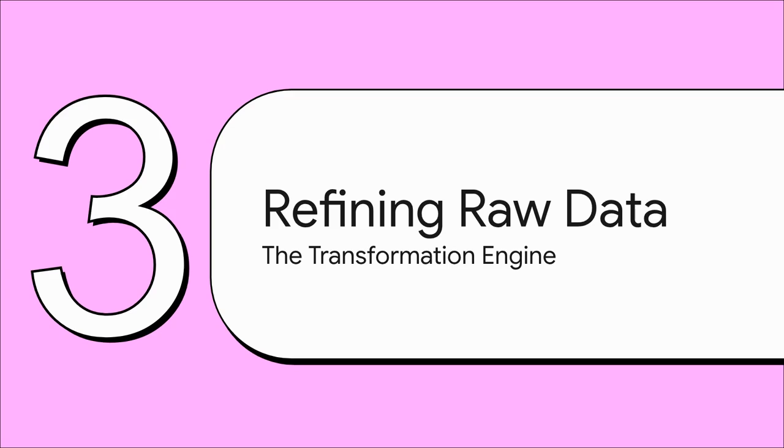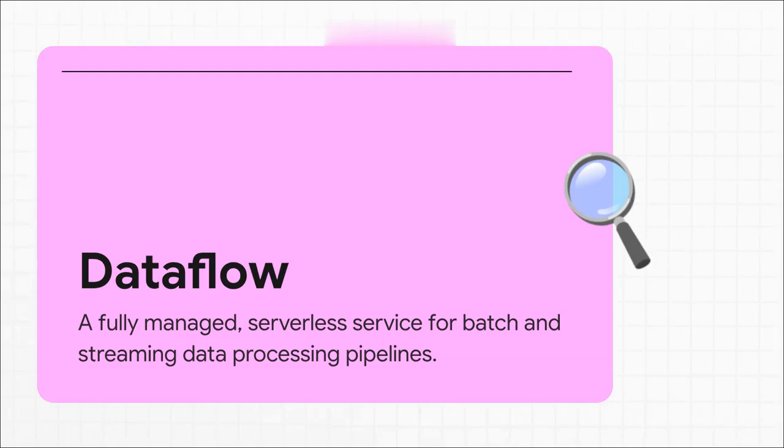Now, GCP's main tool for this job is Dataflow, and the magic word here is serverless. What that means is your team doesn't have to waste time managing or scaling infrastructure. They just define the logic, join this with that, filter out these bad values, and Dataflow just automatically spins up whatever it needs to get the job done, whether you're processing a tiny file or a massive real-time stream.